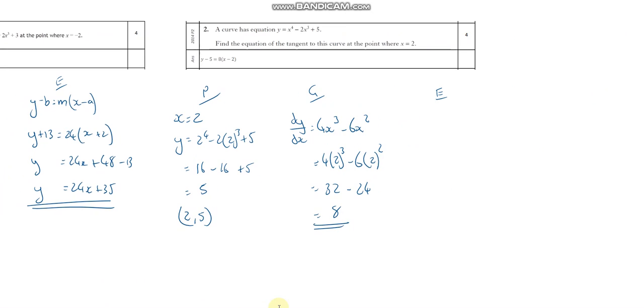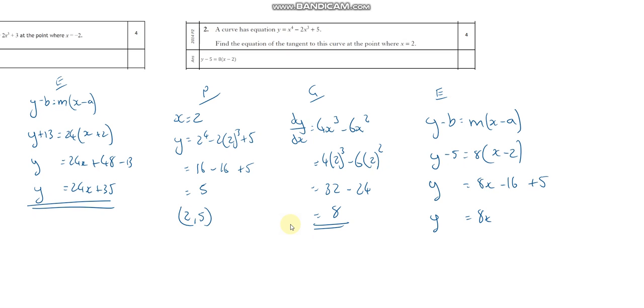Still loads of time. So it's quite a quick little run this video. y take away b, equals m, x minus a. Just watch obviously what I was saying there. I was saying that was 0 for some reason. Obviously, take your time. Too busy yapping. y take away 5, equals 8 times x minus 2. Then break that bracket. So that's 8x take away 16. Add 5 to both sides. So y is equal to 8x take away 11.